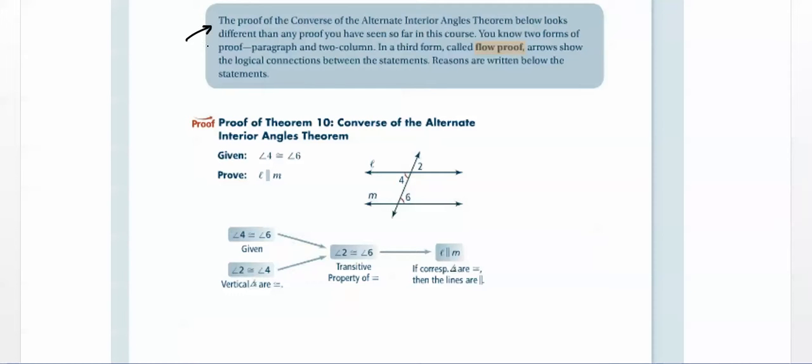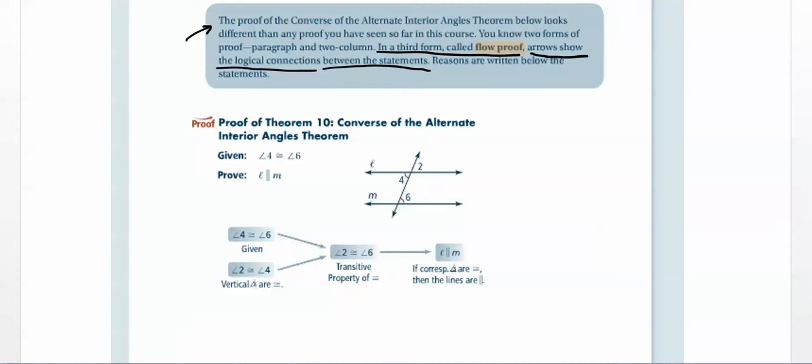The proof of the converse of the alternate interior angles theorem below looks different from any other proof you've seen in this course. So this third form is called the flow proof, and it's called a flow proof because the arrows show the logical connections. It's showing the flow. Think of it like a version of a flow chart or a flow diagram. So it's showing logical connections between the statements.